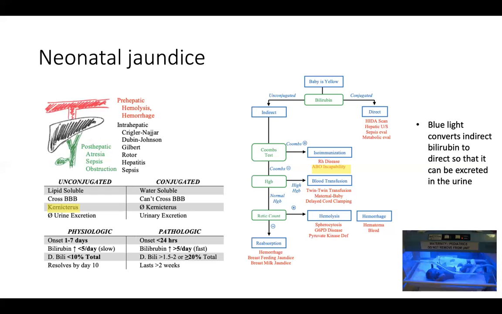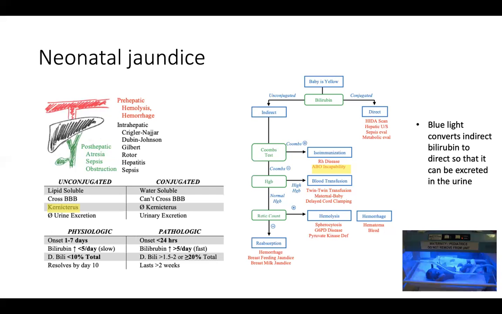So when a baby's born, they check their bilirubin levels. And then as the days approach, if they start turning yellow, they'll check and see where the bilirubin level is and then put them under this light. And you've probably seen it or heard of it before.